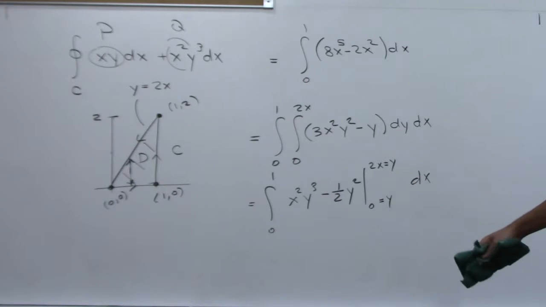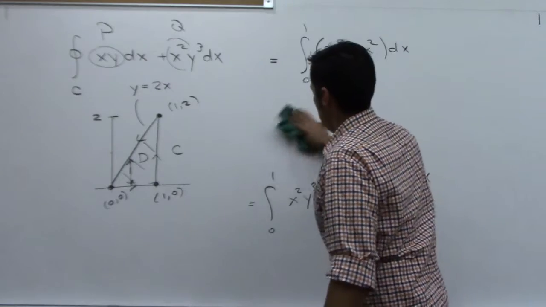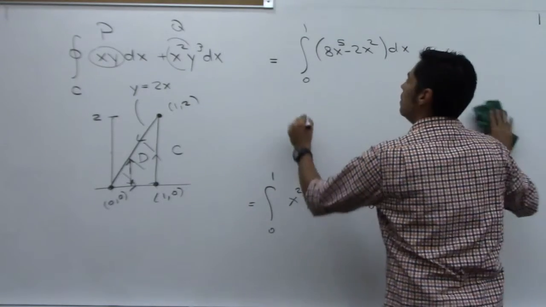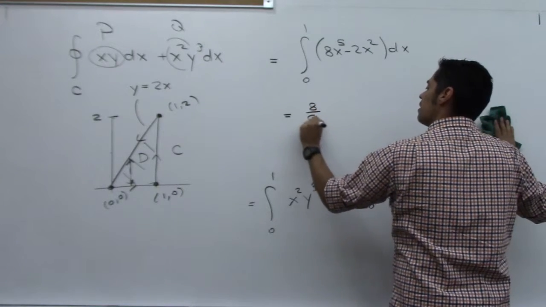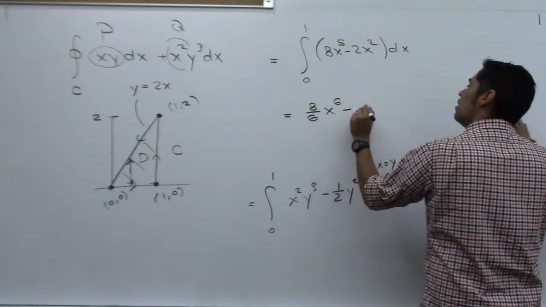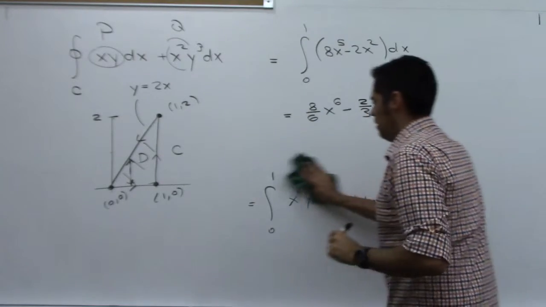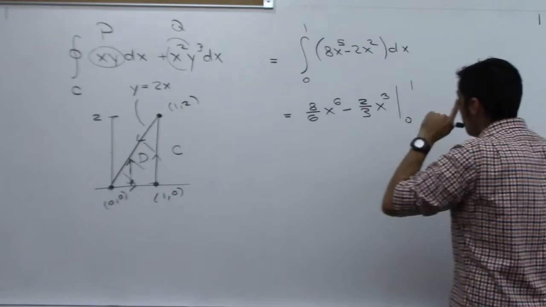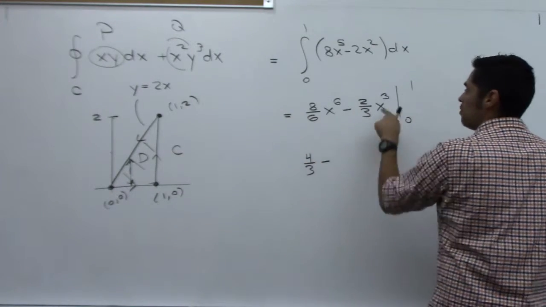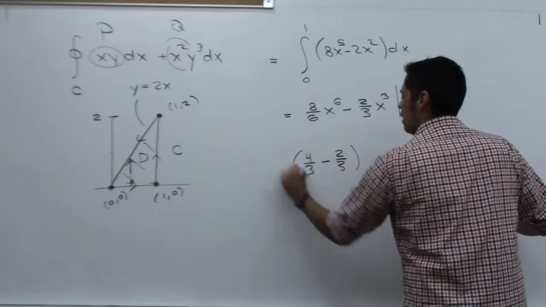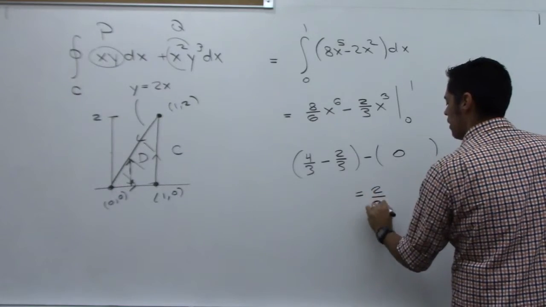And now I'm going to do the antiderivative, so 8/6 x to the 6th minus 2/3 x cubed, evaluated 0 to 1, which would be, let's see, 8/6 is the same as 4/3 minus 2/3, and then we plug in 0, we get 0, so you should just get 2/3.